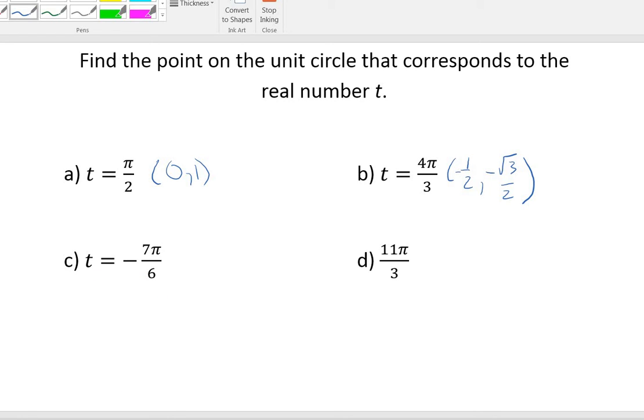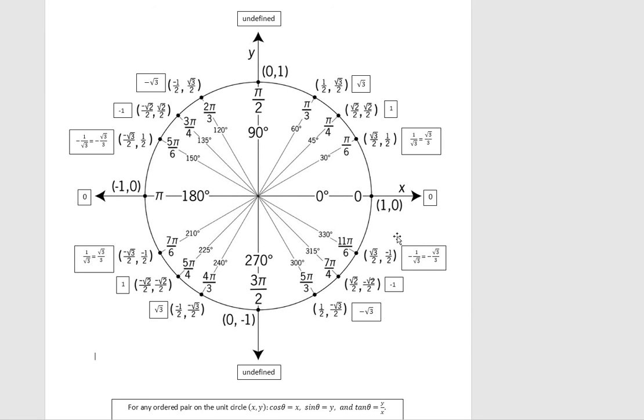Negative 7 pi sixths. Let's think about that. Let me jump back to my unit circle. So negative just means we're going to be going this way. Now you don't see negative angles on here, but you can still use the unit circle to count your way through it. So 7 pi 6, but in the negative direction. Well, if we go clear to here, that would be 6 pi 6, right, or negative pi. So we just have to go an additional pi sixths. So negative 7 pi sixths would be the same place as 5 pi sixths. And so it's negative root 3 halves and 1/2.